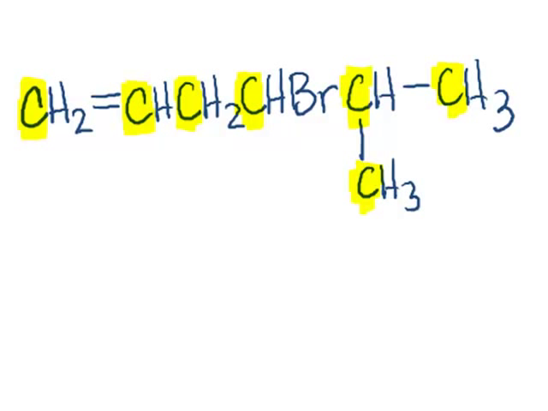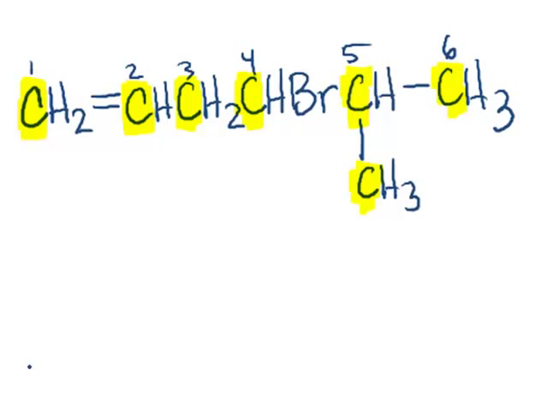Most of the time when dealing with line structures, people like to start by drawing a zigzag and then go back and adjust what they need to do. Notice in this case I basically have a line of carbons with a double bond, a bromine, and also this extra carbon sticking off it. In this case, I have a total of 7 carbons, but 6 of them are essentially in a line. So I might draw it like this.